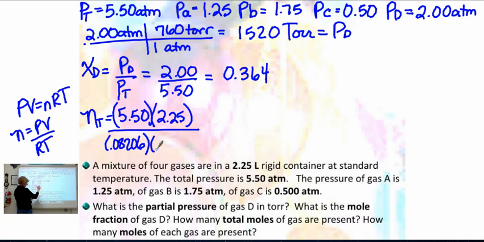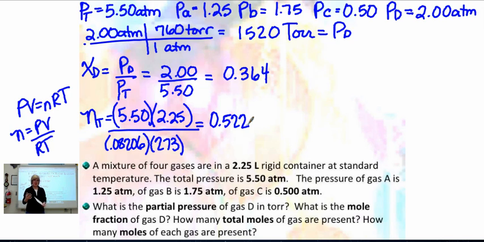And the temperature was 298, I believe. Nope, it's 273. So the total moles present is 0.522. Then it says how many moles of each gas are present. We can solve this a variety of different ways.